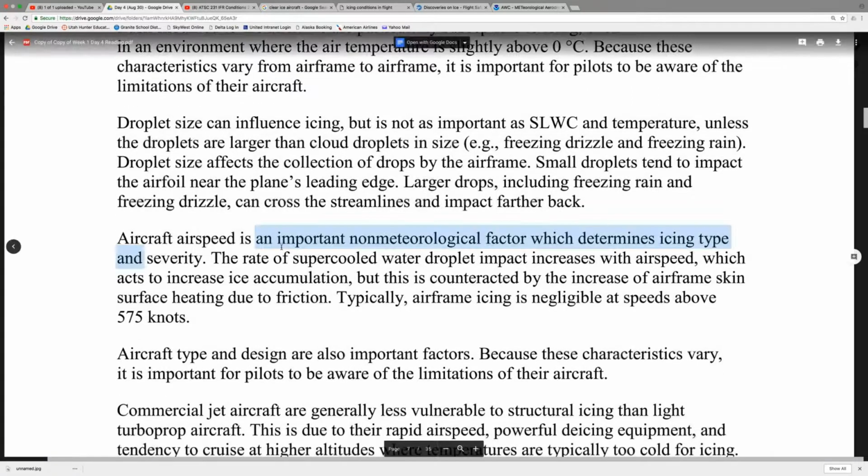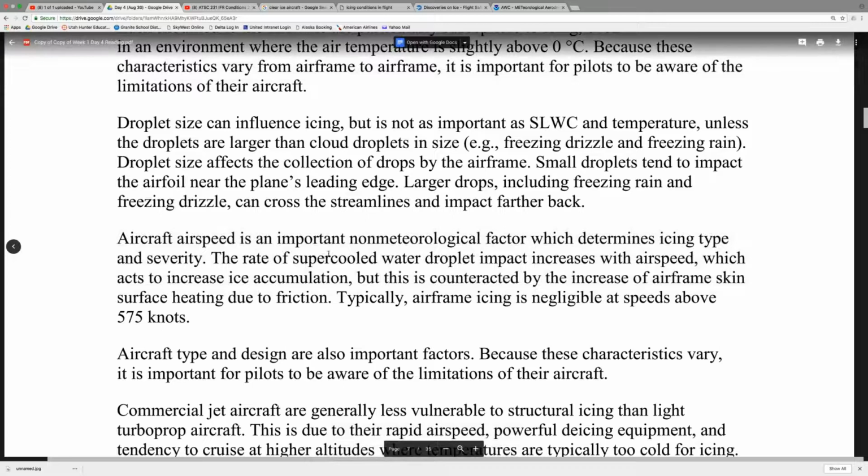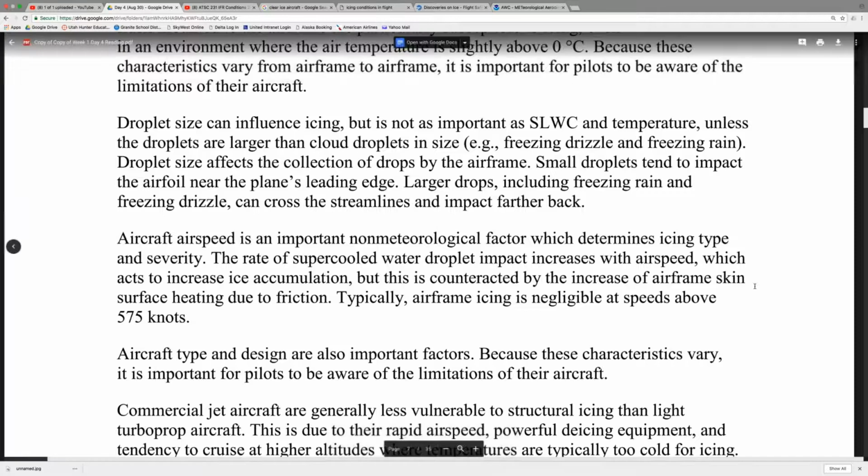Okay. Aircraft airspeed is an important non-meteorological factor which determines icing type and severity. The rate of supercooled water droplet impact increases with airspeed, which acts to increase ice accumulation. But this is counteracted by the increase of airframe skin surface heating due to friction. Typically, airframe icing is negligible at speeds above 575 knots. Crazy.